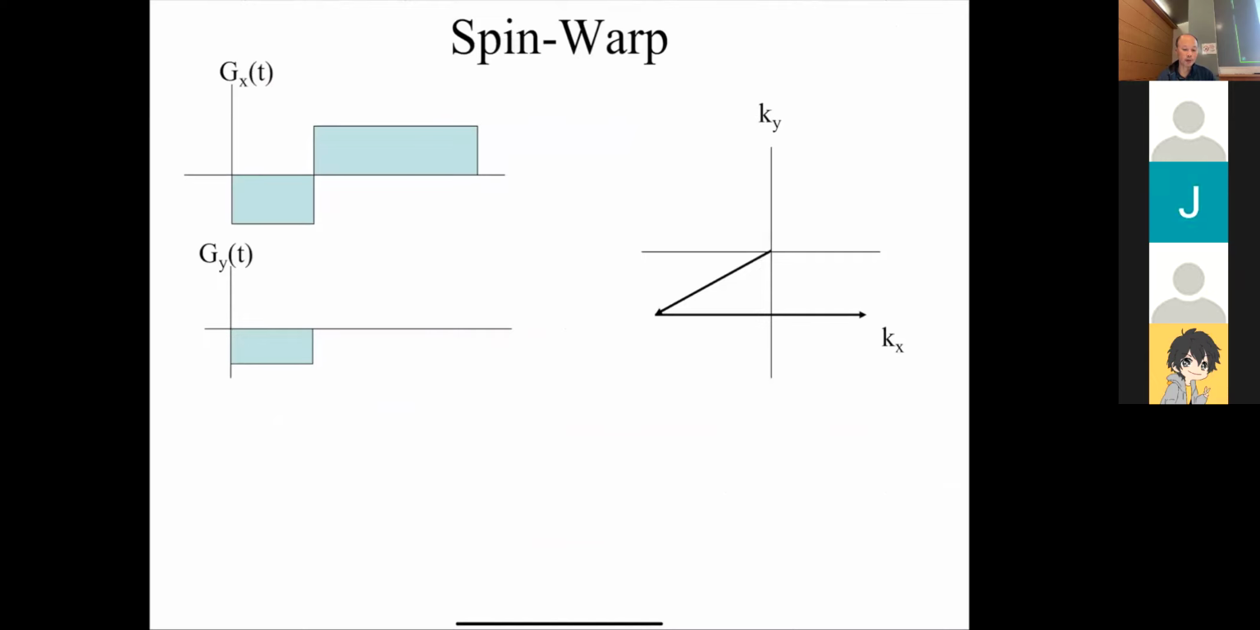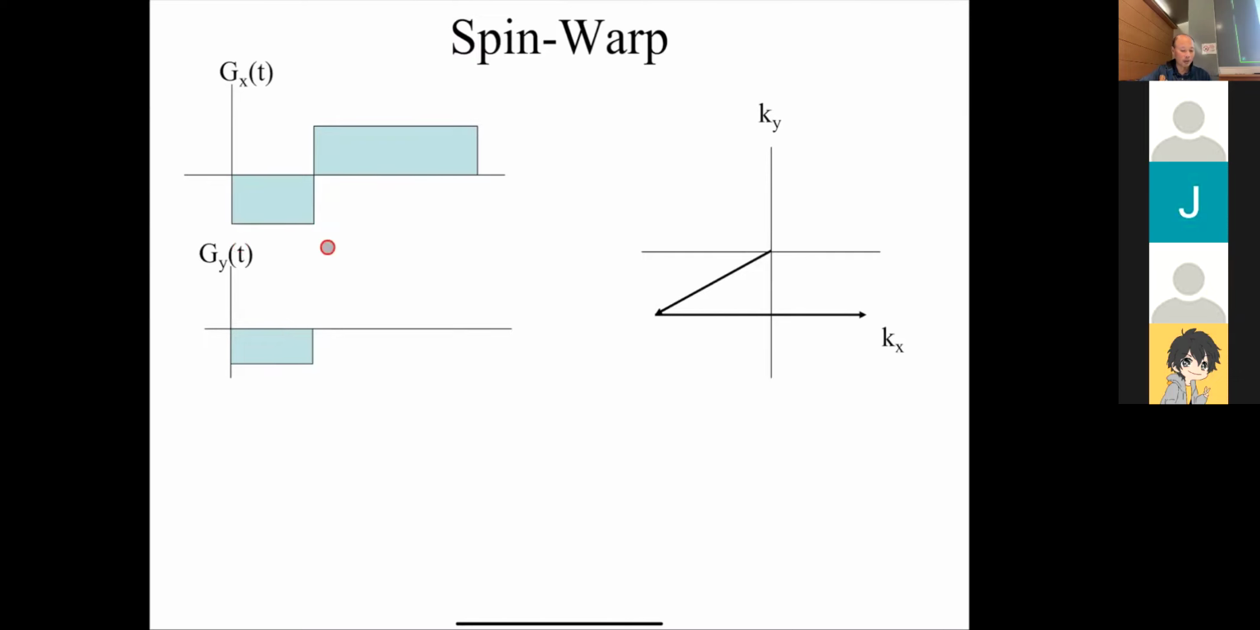So what we're going to introduce now is the most commonly used pulse sequence in the world. Most things, I would say maybe 90% or more, are based on some version of what's called spin warp. It's the most common way of going through K-space. And this is the basic motif that we use: we have a GX gradient that looks like this and a GY gradient that looks like this. Okay. So let's see what happens first.